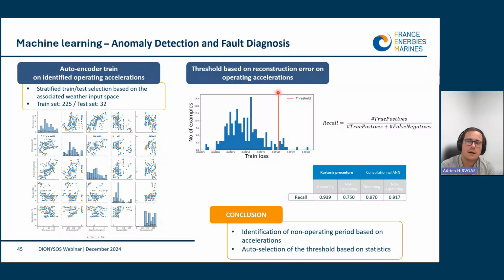And so we tested our deep learning approach on a test base, and we compared the result of our convolutional artificial neural network with a kurtosis procedure used by Cercel. And we see that we identify non-operating and operating periods based on the acceleration, and that the result obtained through our deep learning architecture was better than the engineering procedure used by Cercel.